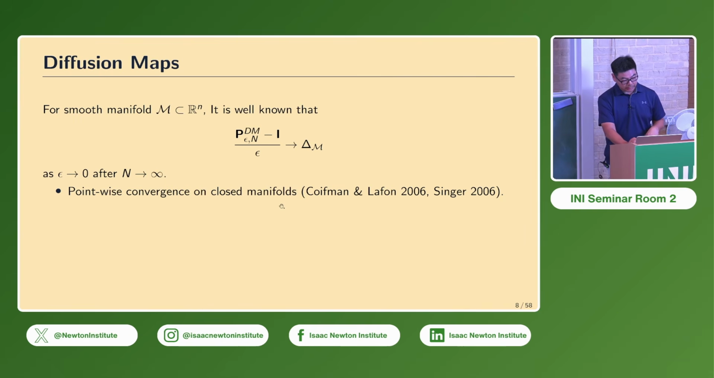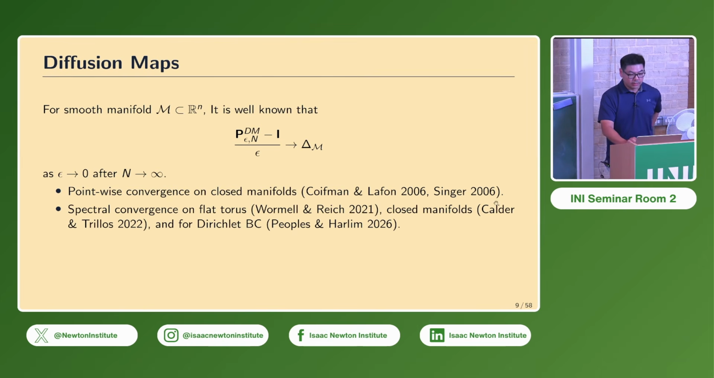So pointwise convergence on closed manifolds. Closed manifolds mean compact with no boundary. This was first shown by Coifman and Lafon and Singer, with rates. Spectral convergence on the flat torus, I think Wormell and Reich have results on this. On the general closed manifold, Calder and Garcia Trillos probably have the best rates.